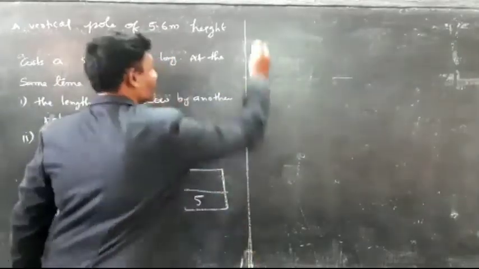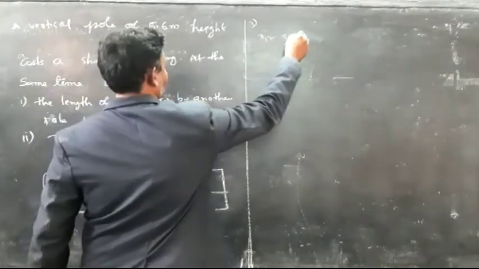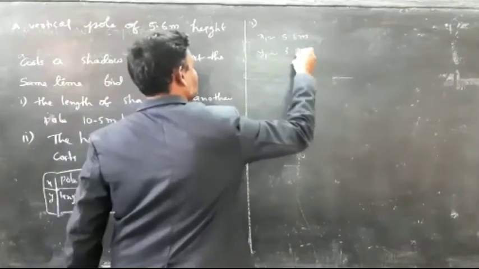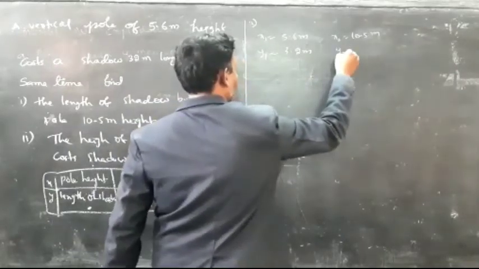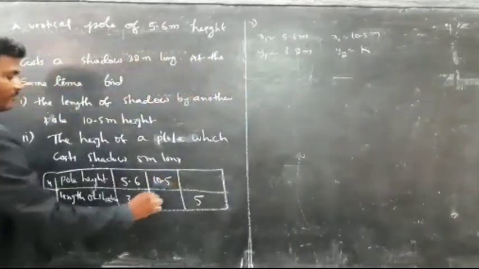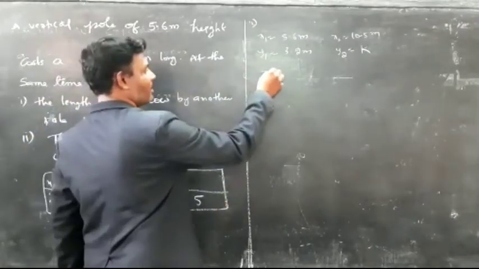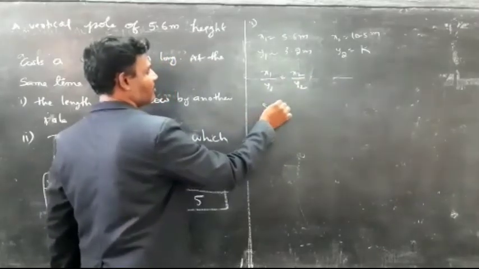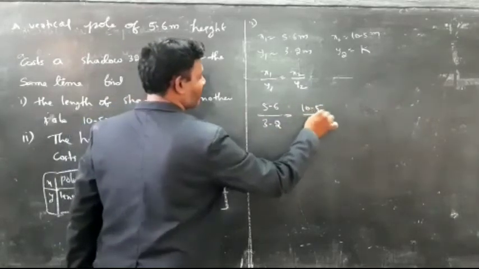Here the first question. X1 is equal to how much? 5.6 meters. Then Y1 is equal to 3.2 meters. What about X2? X2 is equal to 10.5 meters. I don't know the length of the shadow of the 10.5 meters pole. Let that be K. Here you have to find the value of K. Then what is the formula here? X1 by Y1 is equal to X2 by Y2. What about X1? 5.6 by 3.2 is equal to 10.5 by K.